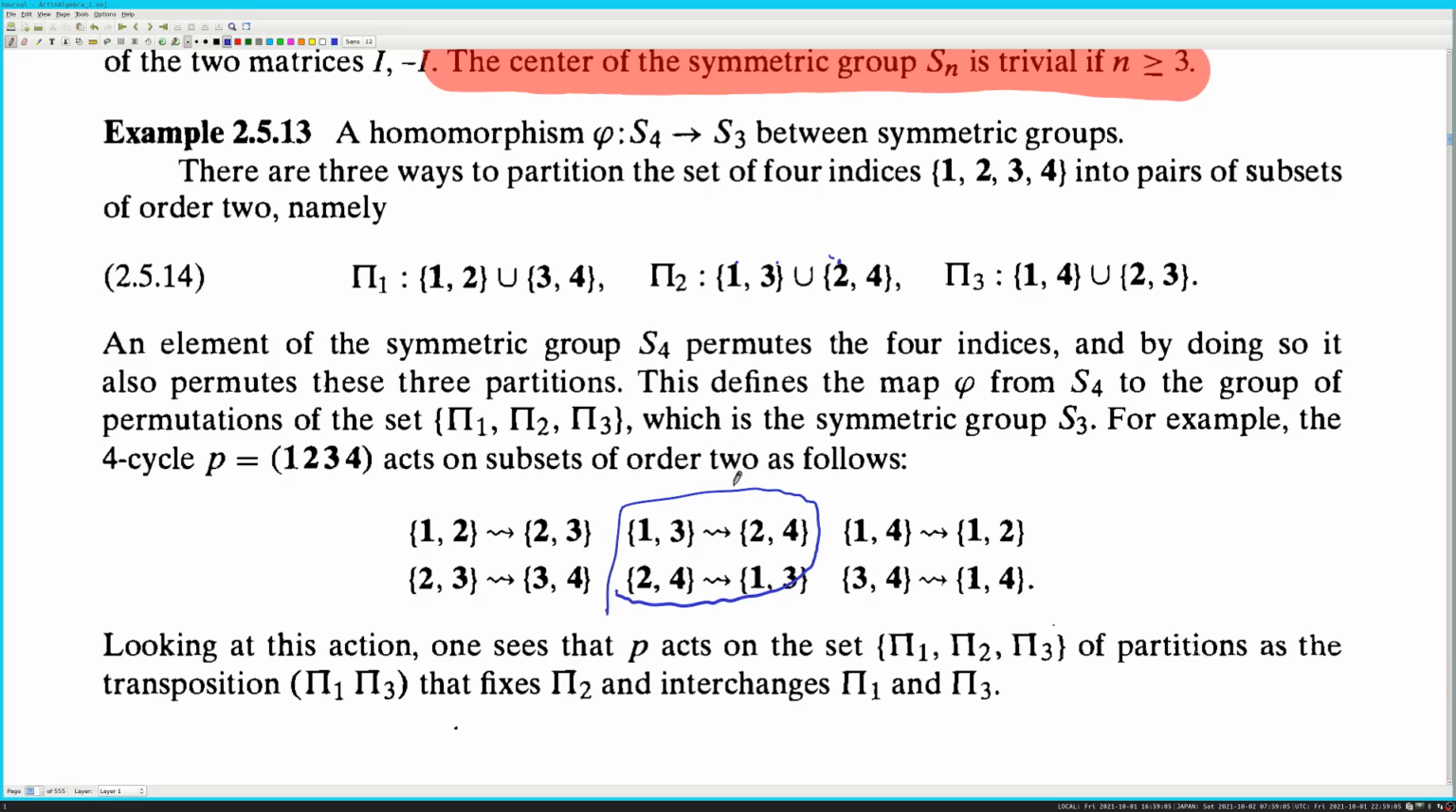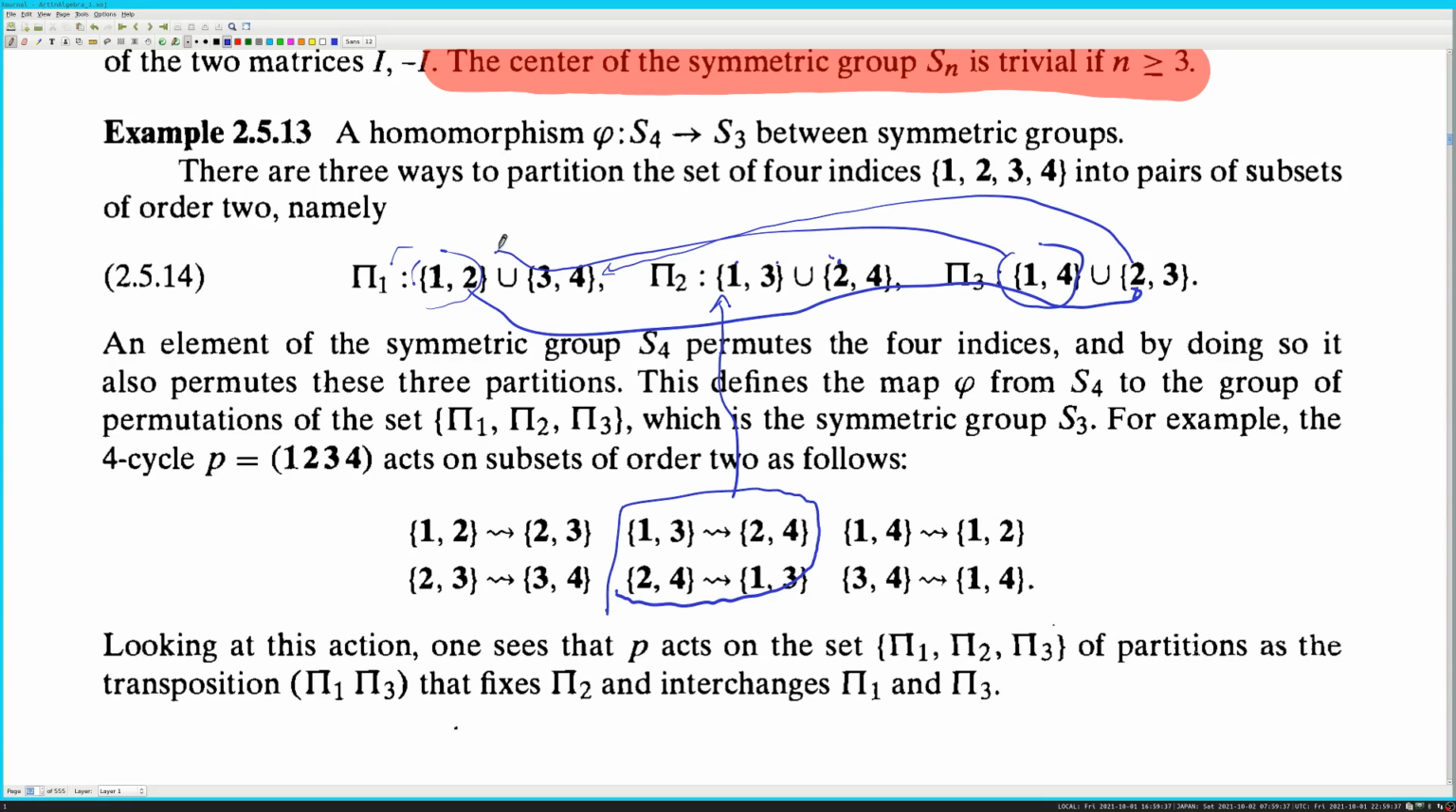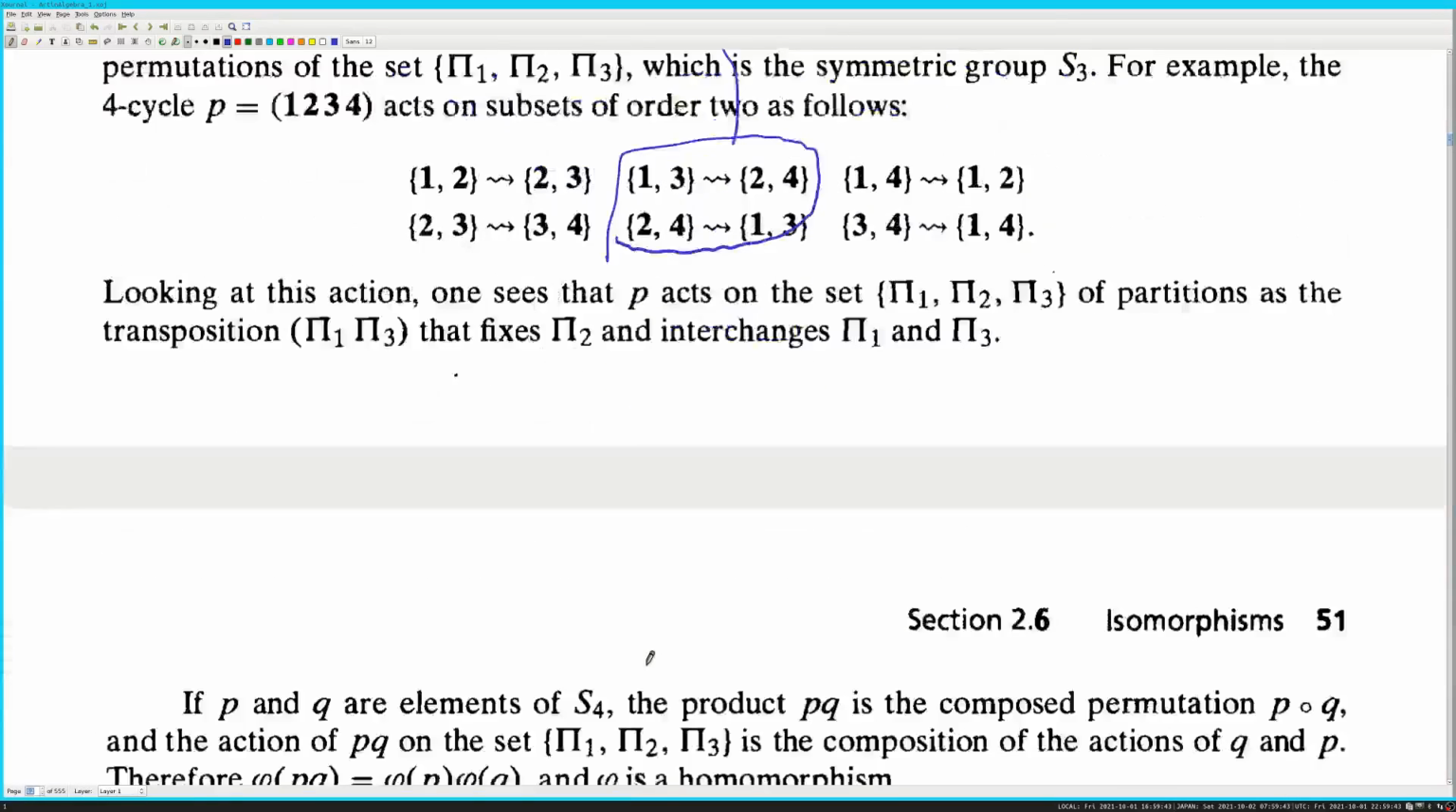Okay, so this maps with pi 1. So 1, 2 goes to 2, 3, and then 2, 3 goes to 3, 4, and then 1, 4. What does 1, 4 do? 1, 4 goes to 1, 2. Okay, that makes sense.